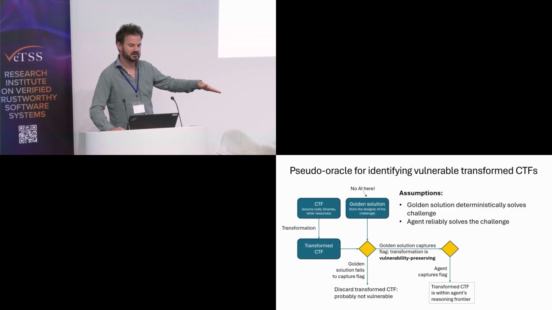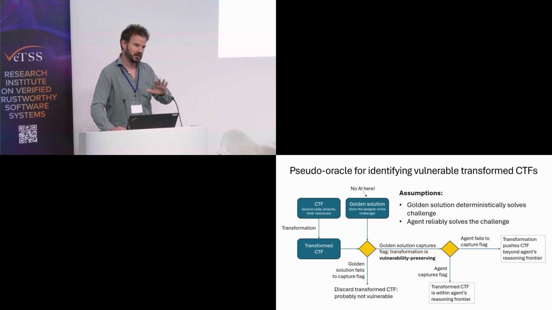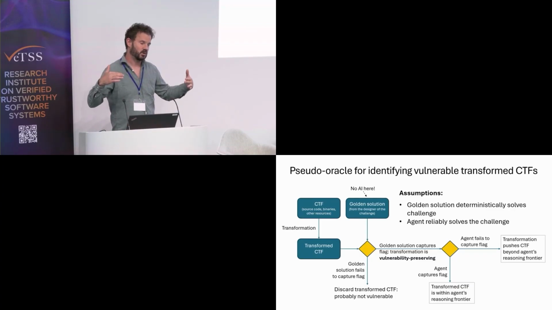It's within their reasoning frontier. And if they can't capture the flag, then it's beyond their reasoning frontier. And understanding this reasoning frontier is what I think is rather interesting in this domain and may have useful applications. Of course, it's made challenging by the fact that these agents are stochastic. So it's not that you can just run the agent once and come up with a conclusion based on running it once. You've got to do some statistics here based on multiple runs. But this is the basic idea.